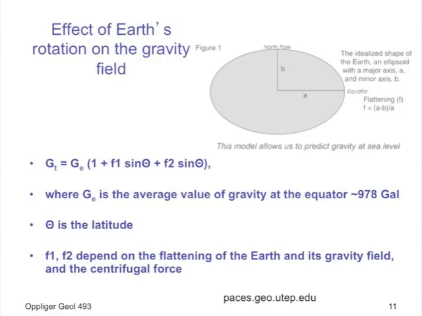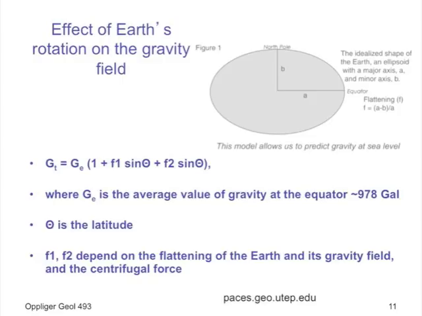So the equatorial radius A of the Earth is 20 kilometers larger than the polar radius B of the Earth. Now that's 20 kilometers out of 6,300, right? So it's not very much, and certainly a lot less than this exaggerated diagram here. But it's still well worth keeping track of.